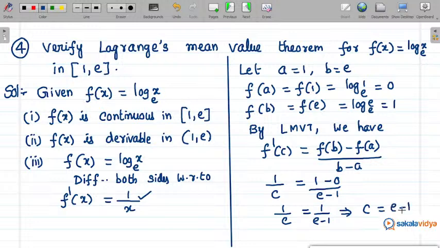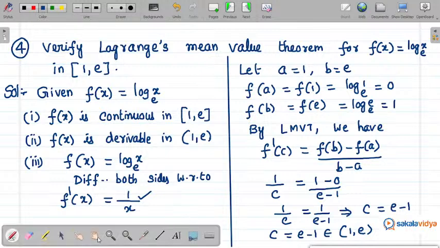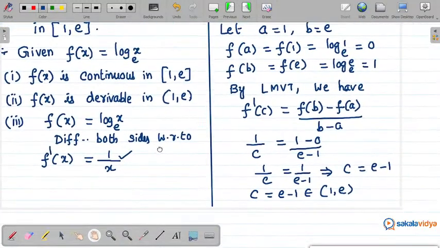So approximately e is 2.3. 2.3 minus 1 is 1.3. Obviously it lies in between 1 comma e. So therefore c is equal to e minus 1, that belongs to the open interval 1 comma e. So therefore the Lagrange's mean value theorem has been verified. That's all. Lagrange's mean value theorem is verified, the only statement you need to write. It's a very simple problem.